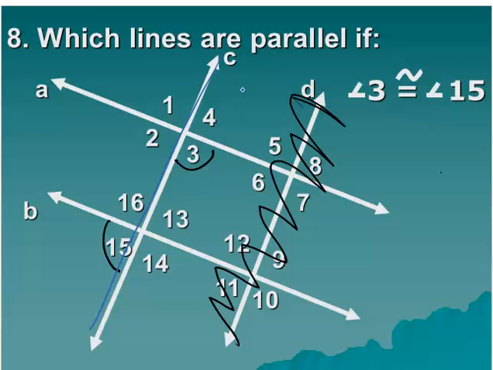So this isn't a special pair. It's not corresponding. It's not alternate interior. It's not alternate exterior. It's not same side interior. Therefore, because it's not a special pair of angles, none of these can be proven parallel.